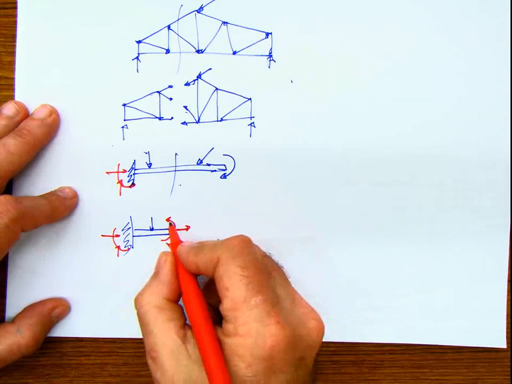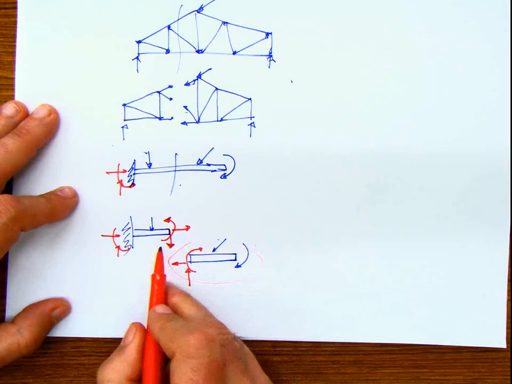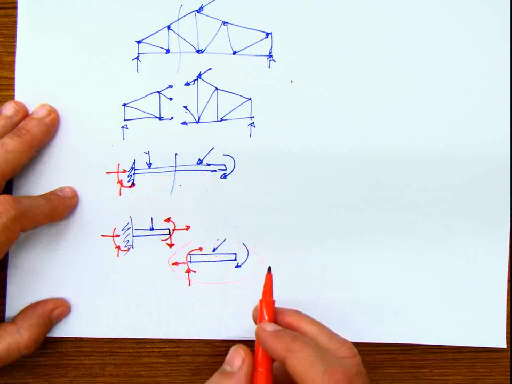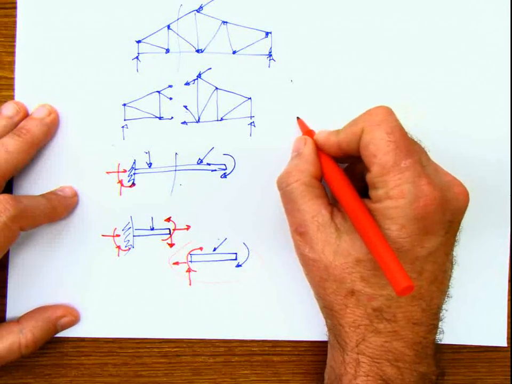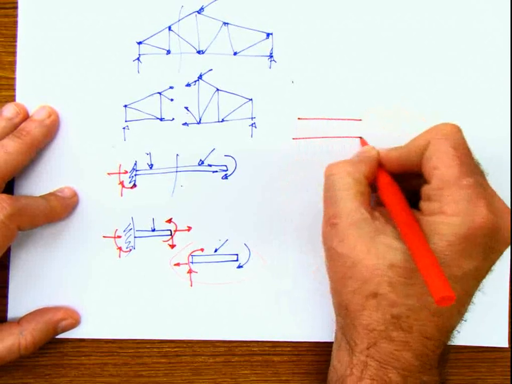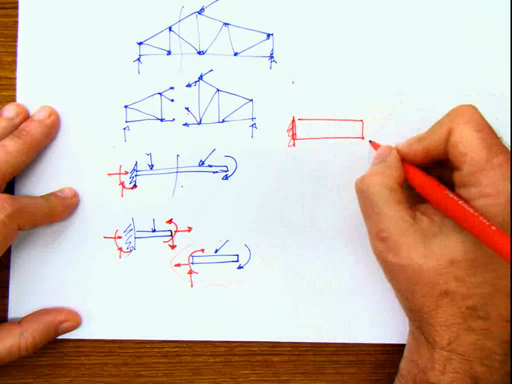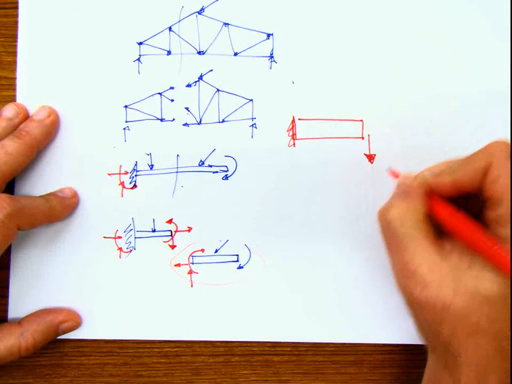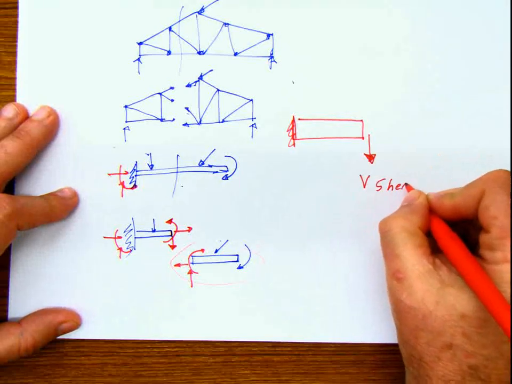My goal is to determine those internal forces, because with those internal forces we are going to basically design that element. If you have a structure like this and you make a section in this part, the first internal force that appears here is called V, and that's the shear force.